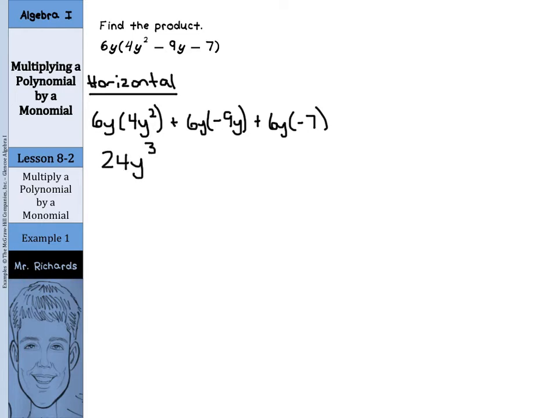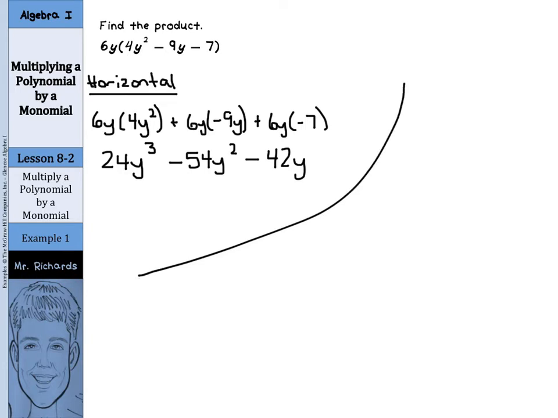24y to the third, and then 6y times a negative 9y will result in a negative, so we can subtract 54y squared. And 6y times a negative 7 will result in a negative, so we can subtract 42y. And that's our solution. 24y to the third minus 54y squared minus 42y.